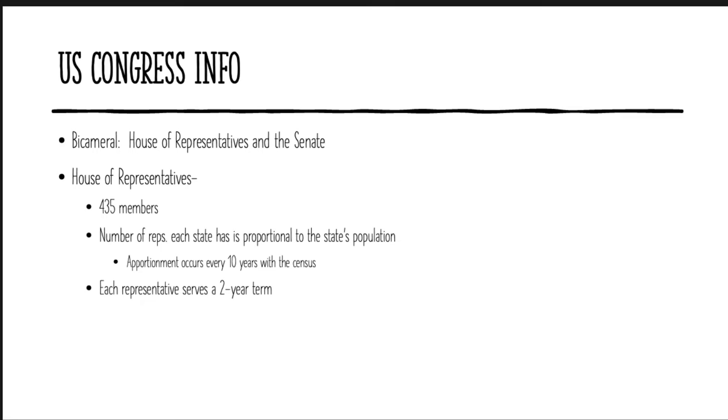If you are elected to the United States House of Representatives, how long is your term? It's not 6 years. It's not 5 years. 7, 4, 2. You guys are so smart. 2-year term. Okay? Each representative serves a 2-year term.